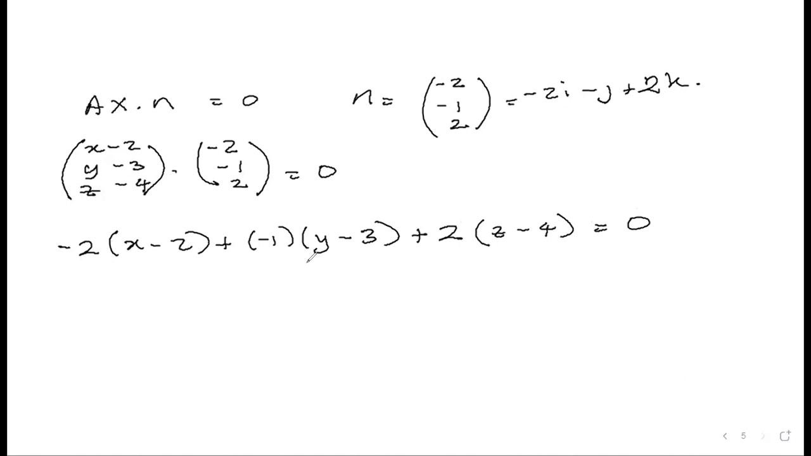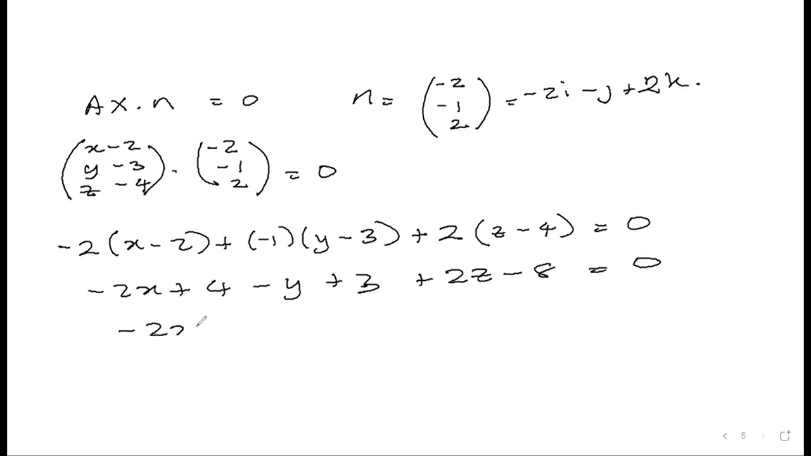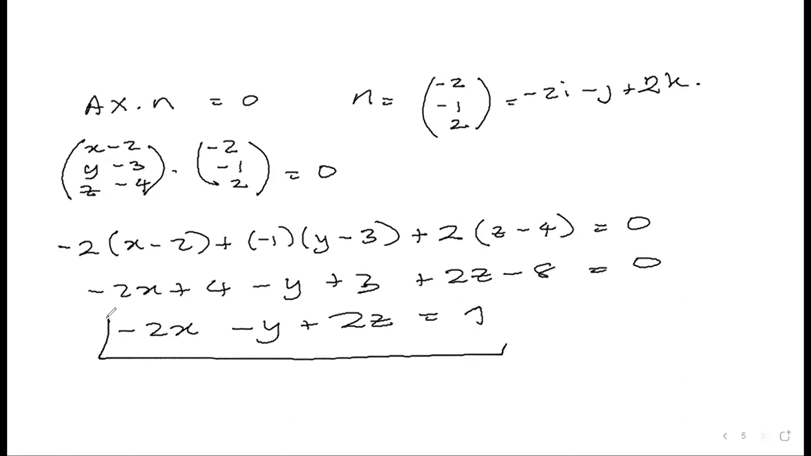Some people leave it in this form and some people multiply it out to minus 2x plus 4 minus y plus 3, plus 2z minus 8. So that is minus 2x minus y plus 2z is equal to 8 minus 4 minus 3, which is equal to 1. So this now is my equation of the plane.